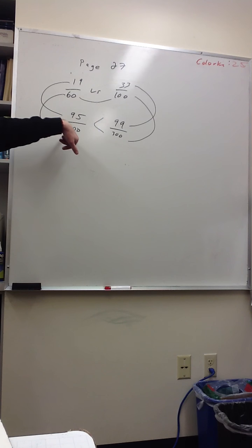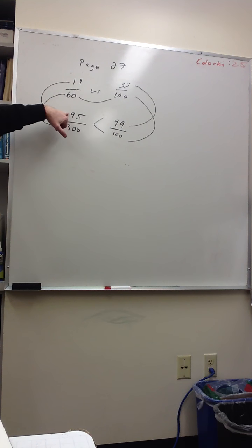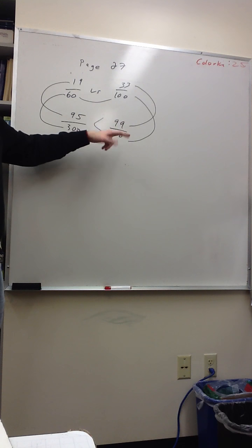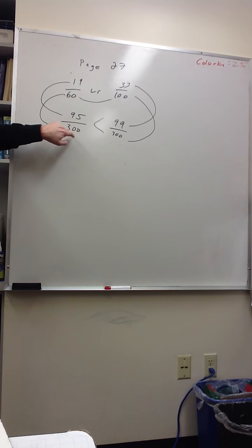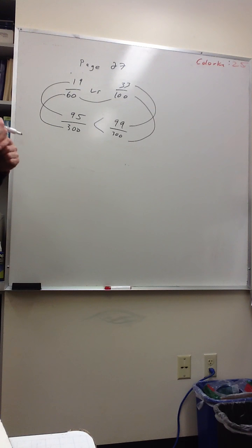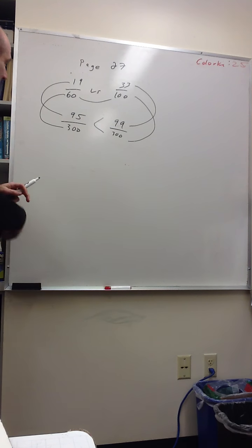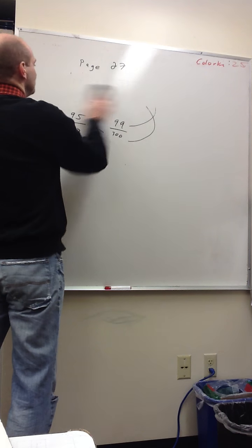I've taken this pie, broken it into 300 pieces. I'm giving you 95. On this side, the pie with 300 pieces, I'm keeping 99 of them. Obviously, I would get more pie than you do. But you just need to change it into a common denominator, then it's easy to compare the two fractions.